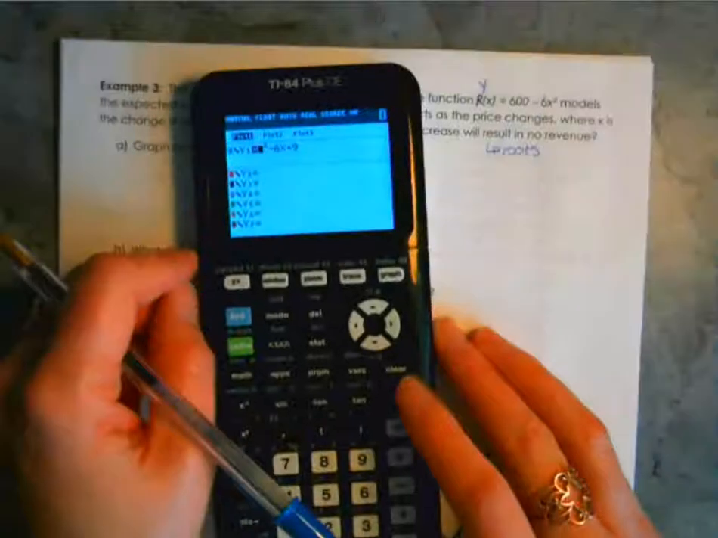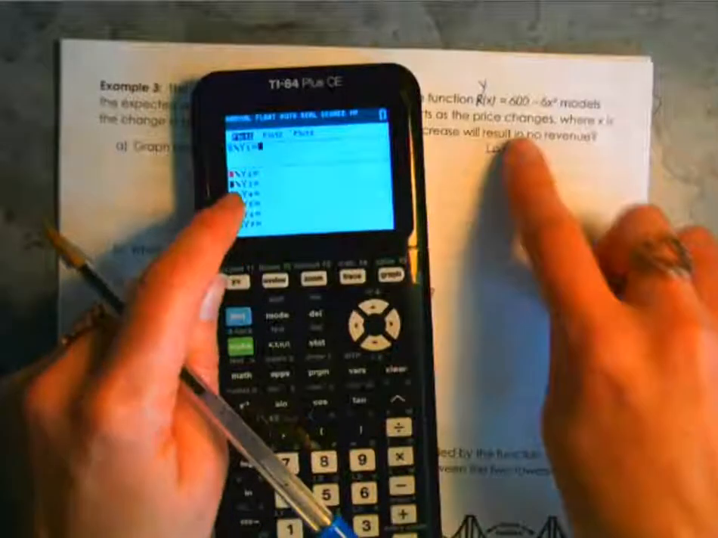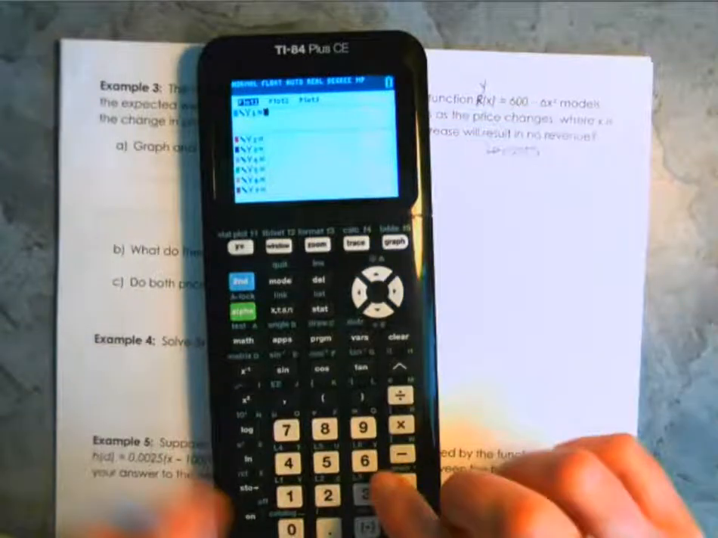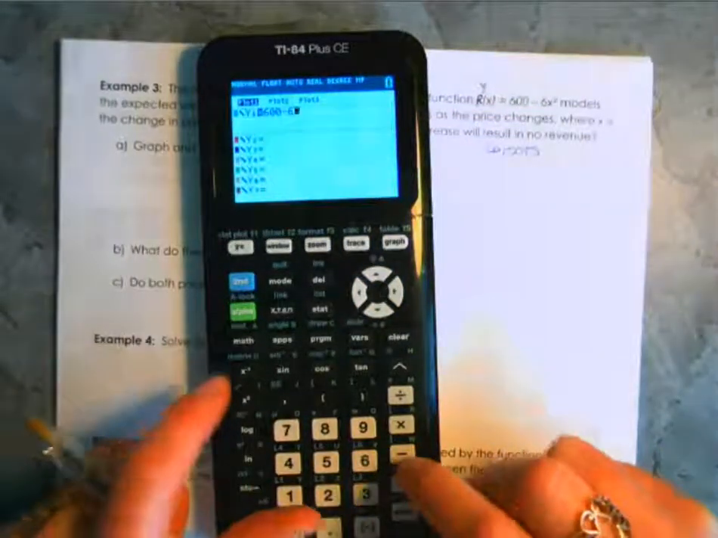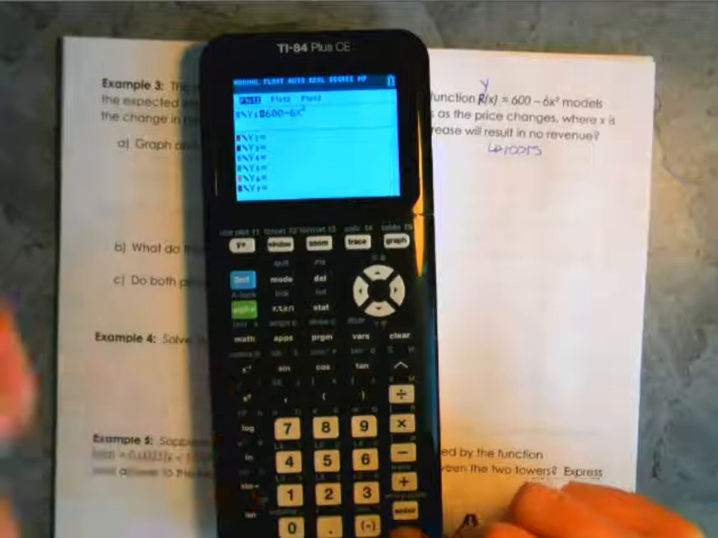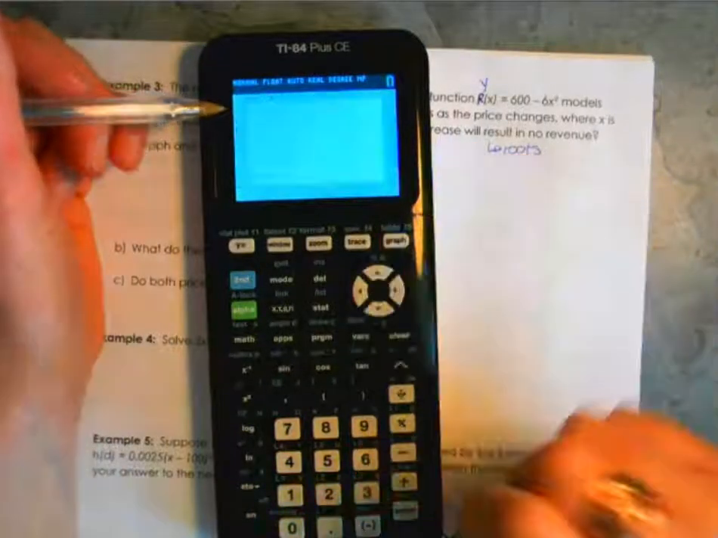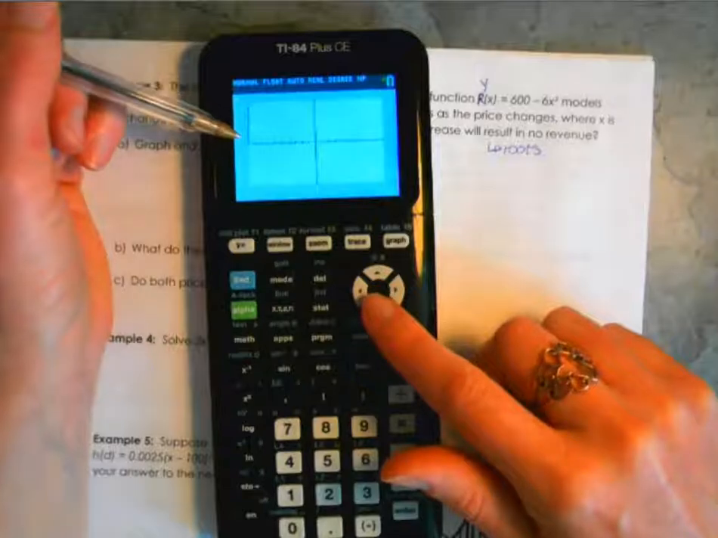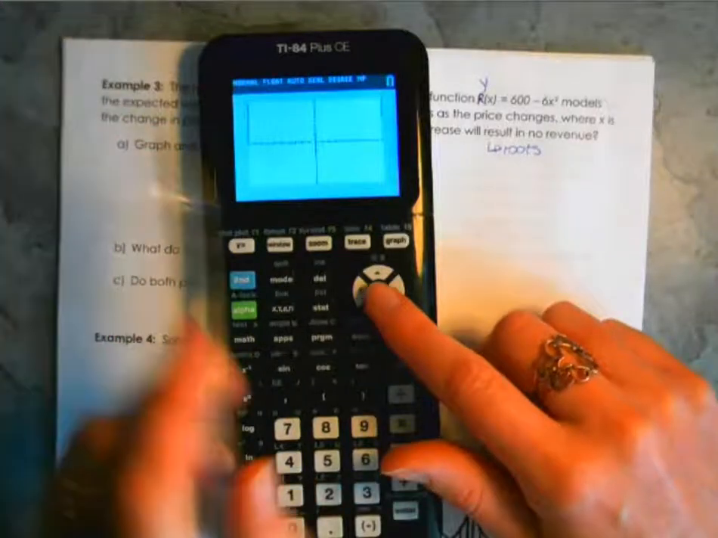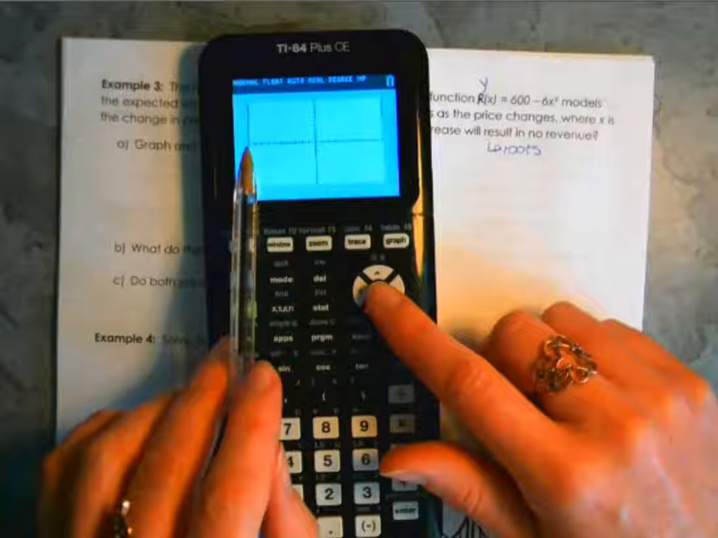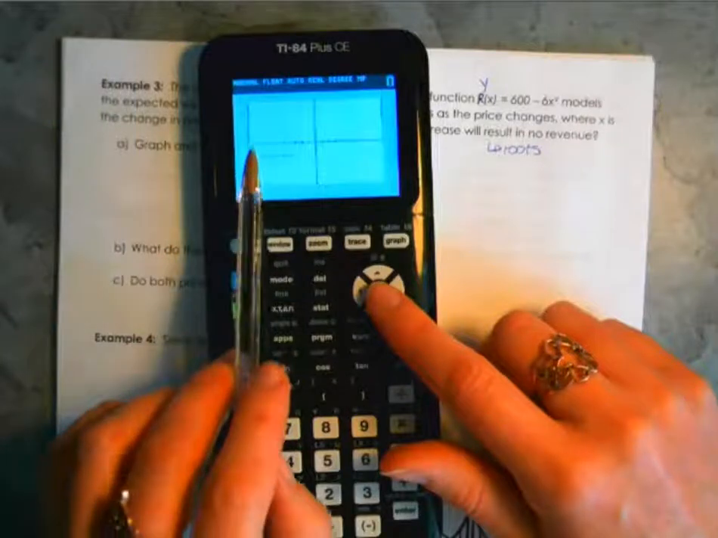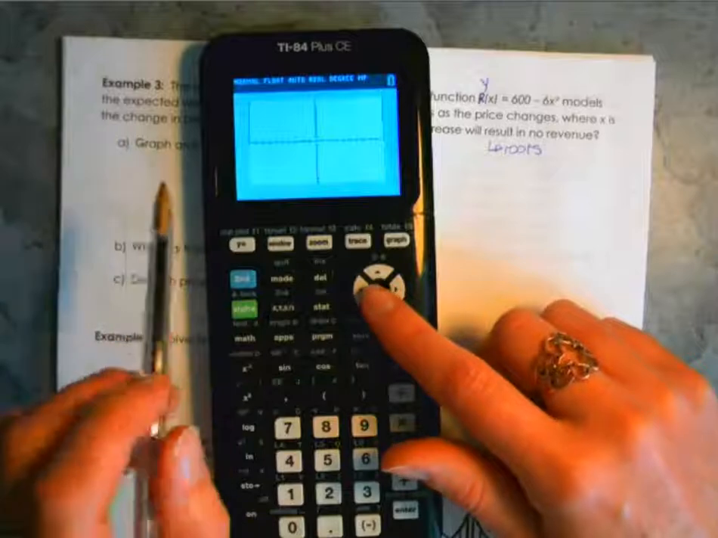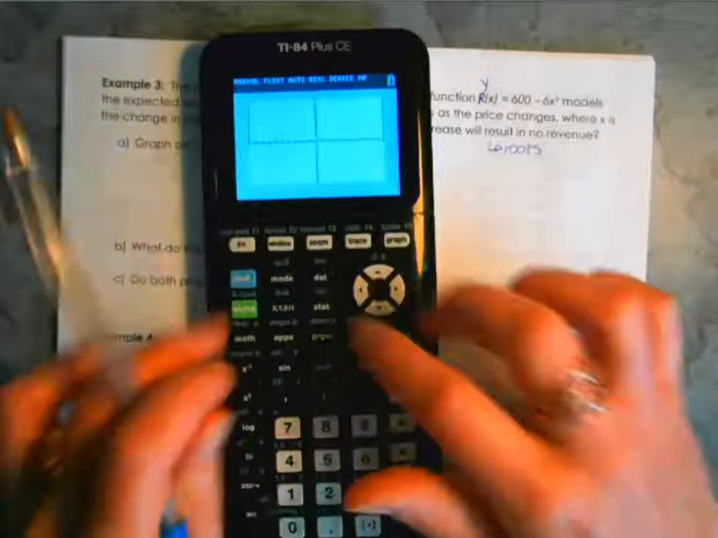So let's go back to y equals, clear out what we had, and enter in our equation. So 600 minus 6x squared. And go to the graph. So right away you can see that this setup that we have here in terms of the window is not going to work because you can see the beginning of the graph going up here and then coming back down there. So we're going to need quite a bit bigger windows.